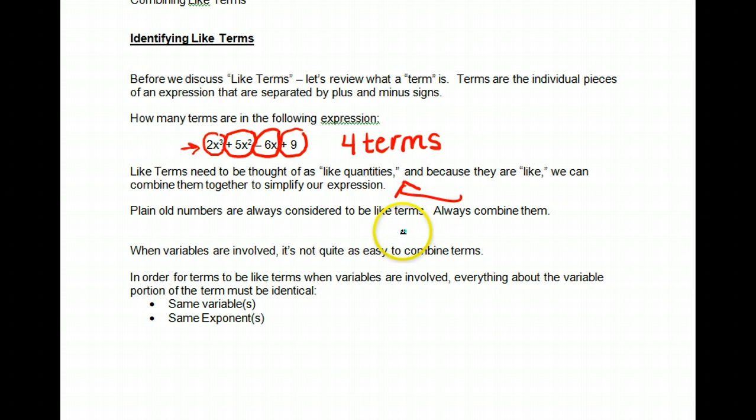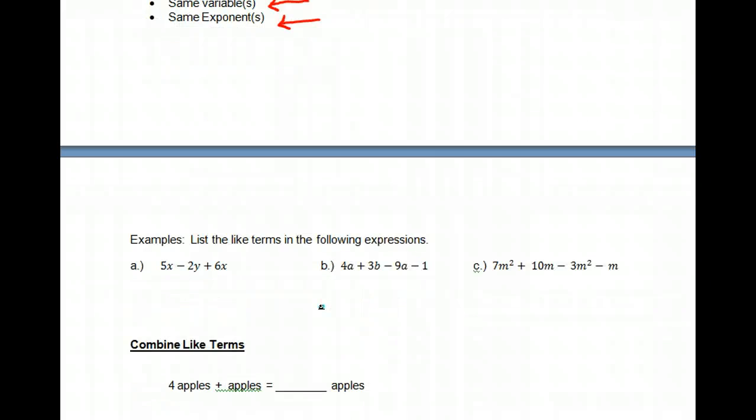Now, in order for terms to be considered like terms, when variables are involved, every single thing about the variable portion of that term has to be identical. So it has to have the same variable or variables, and it has to have exactly the same exponent or exponents if that term has more than one variable component to it. Okay, so let's look at some examples here.